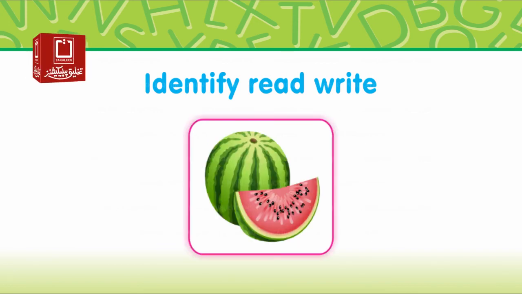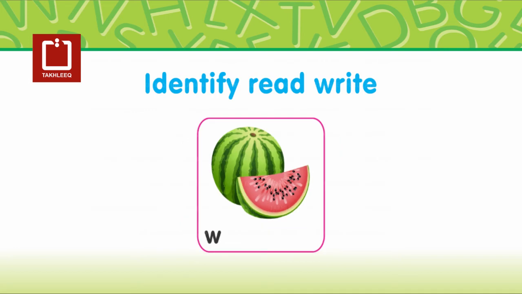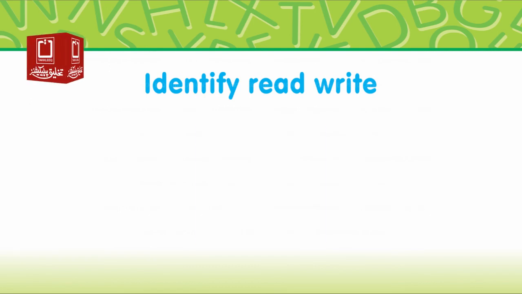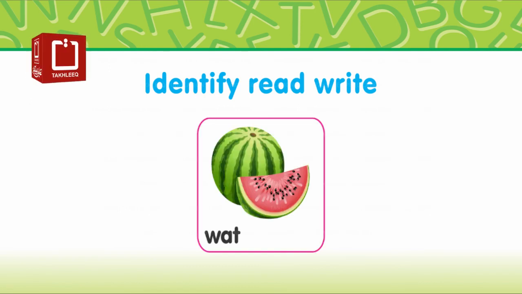We see here the picture of a watermelon. Now we say the spellings of watermelon. W A T E R M E L O N, watermelon. So we write W A T E R M E L O N on lines.